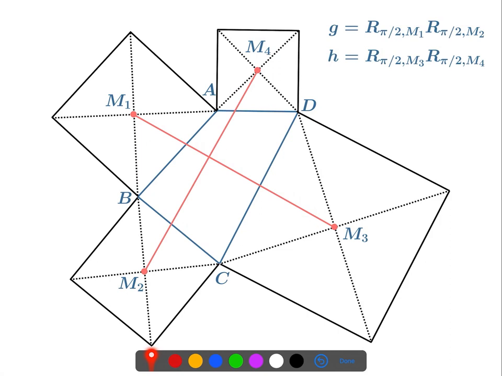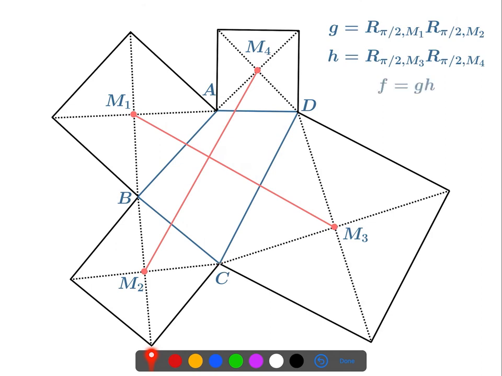And we can see what happens when I take C here and rotate around M2 by pi halves, so I'm applying G to this here. It's going to go to B. And then when I go to M1 and apply M1 to that, it's going to go to A. So G takes C to A. On the other hand, H starts with a rotation around M4 by pi halves. So if I do A, I'm going to go to D. Then I rotate around M3 by pi halves, D will go to C. So H will take A to C. So G takes C to A, and H takes A to C.